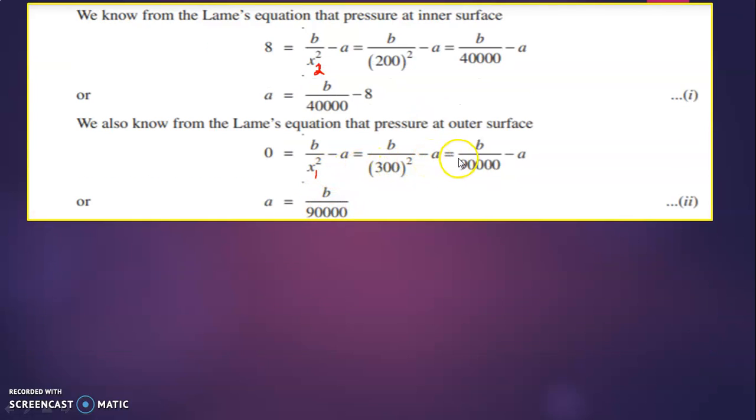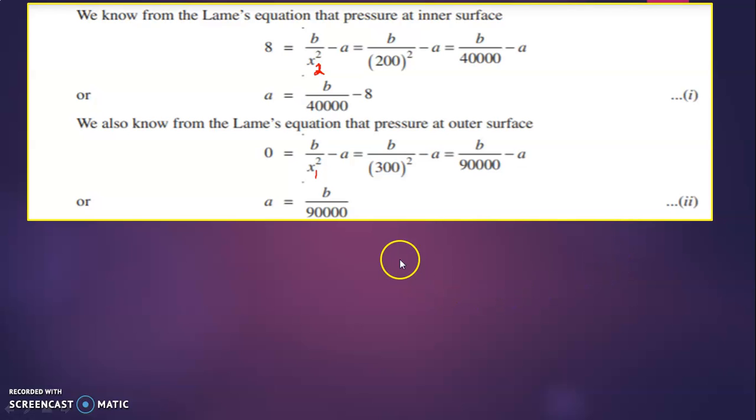Simplify this: B divided by 9 into 10 raised to 4 minus A. Write in terms of A. How can you write? A is equal to, this is 0 only, so A comes to this side, so A is equal to B divided by 90,000. So this is equation 2.